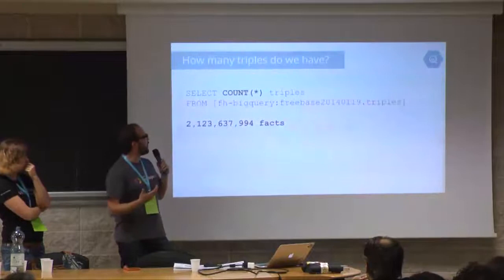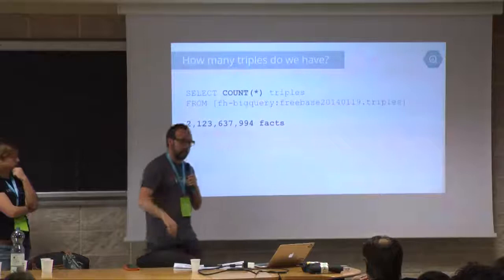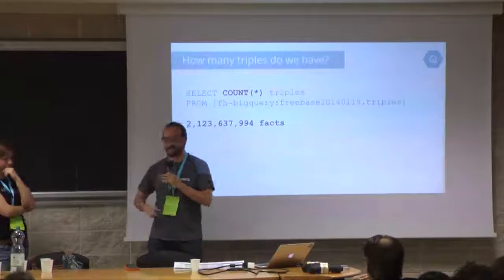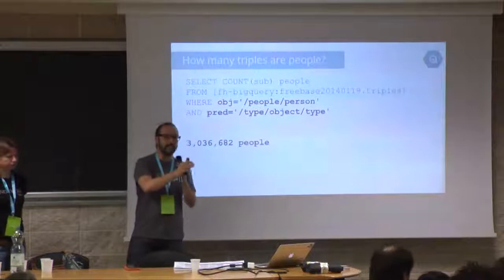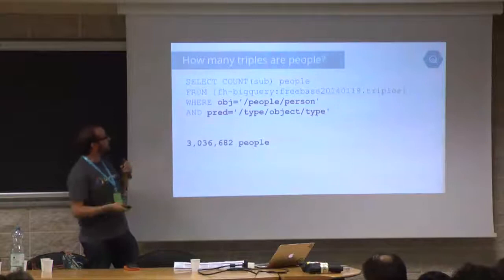Give me a count star of every triple in this database. And BigQuery's answer is 2 billion facts. 2 billion rows of triples, the triples that you were just explained, that you must know because you already know RDF. And from these 2 billion facts, I want to know how many say this subject is a person. With this simple count, I can get that there are 3 million people described in Freebase.